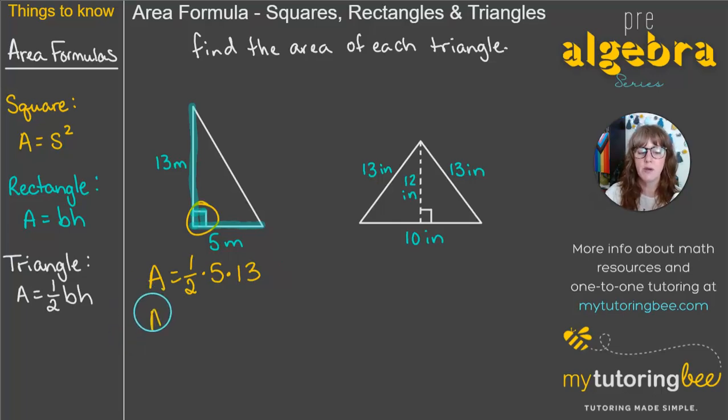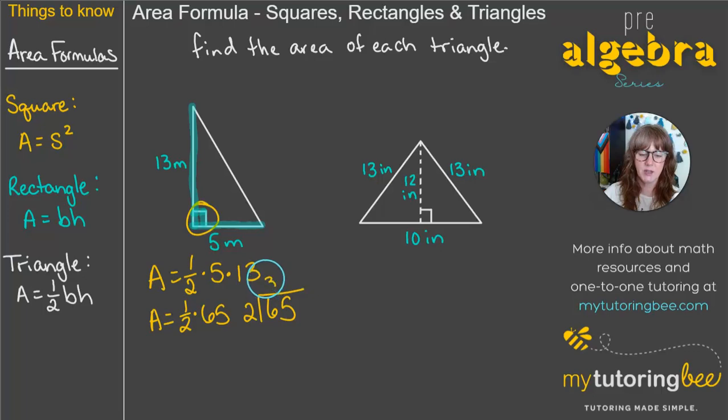And that's okay. So let's go ahead and multiply the 5 times 13. So 5 times 10 is 50. 5 times 3 is 15. When we add those together, we get 65. So now we're taking 1/2 of 65. And then we do need to cut that in half. So I'm going to do 65 divided by 2.